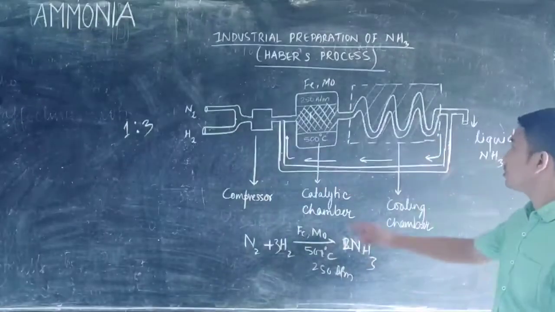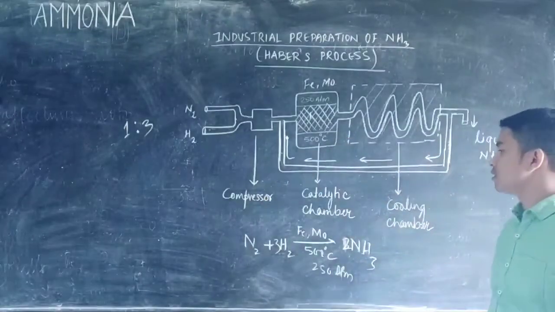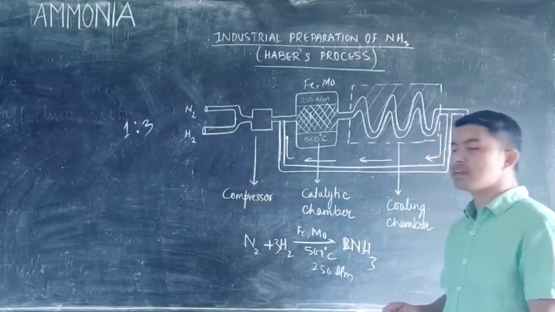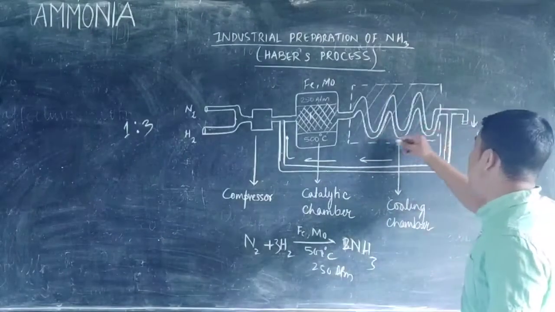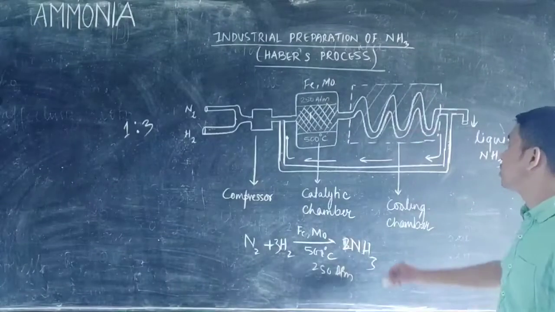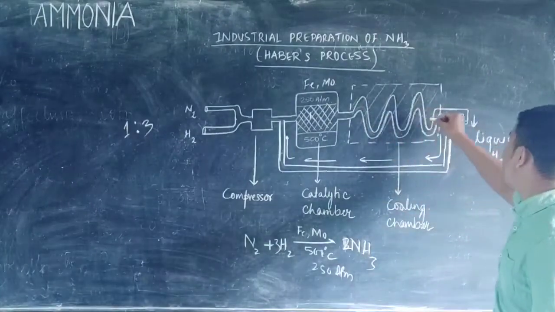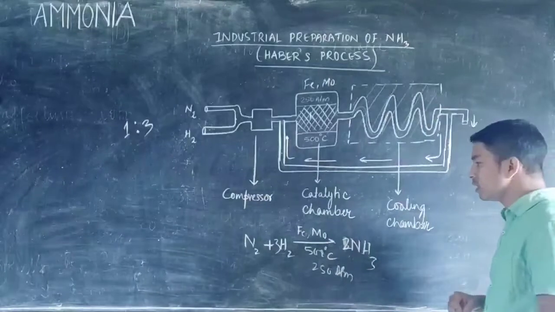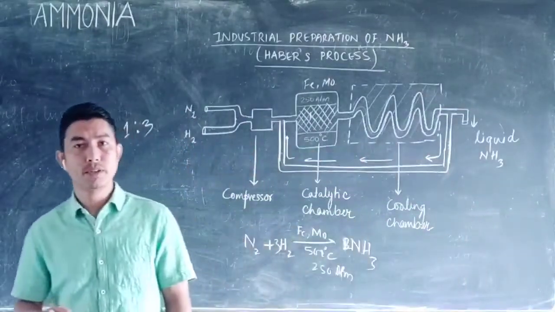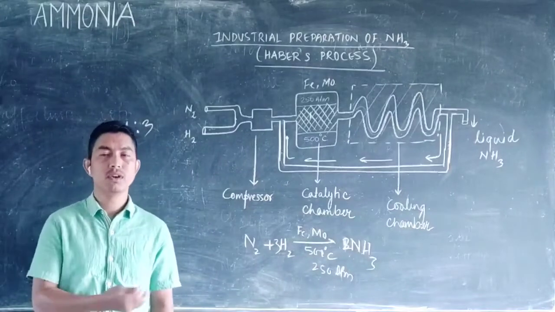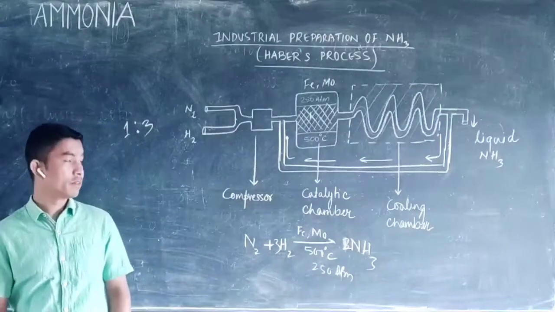Now the ammonia gas coming out from the catalytic chamber is very hot. So in order to cool it down, what is done? It is passed to the next tower or chamber, which is a cooling chamber. Here the ammonia is cooled, and then finally we obtain liquid ammonia. This process is also known as Haber's process, after the name of the person who discovered this process.